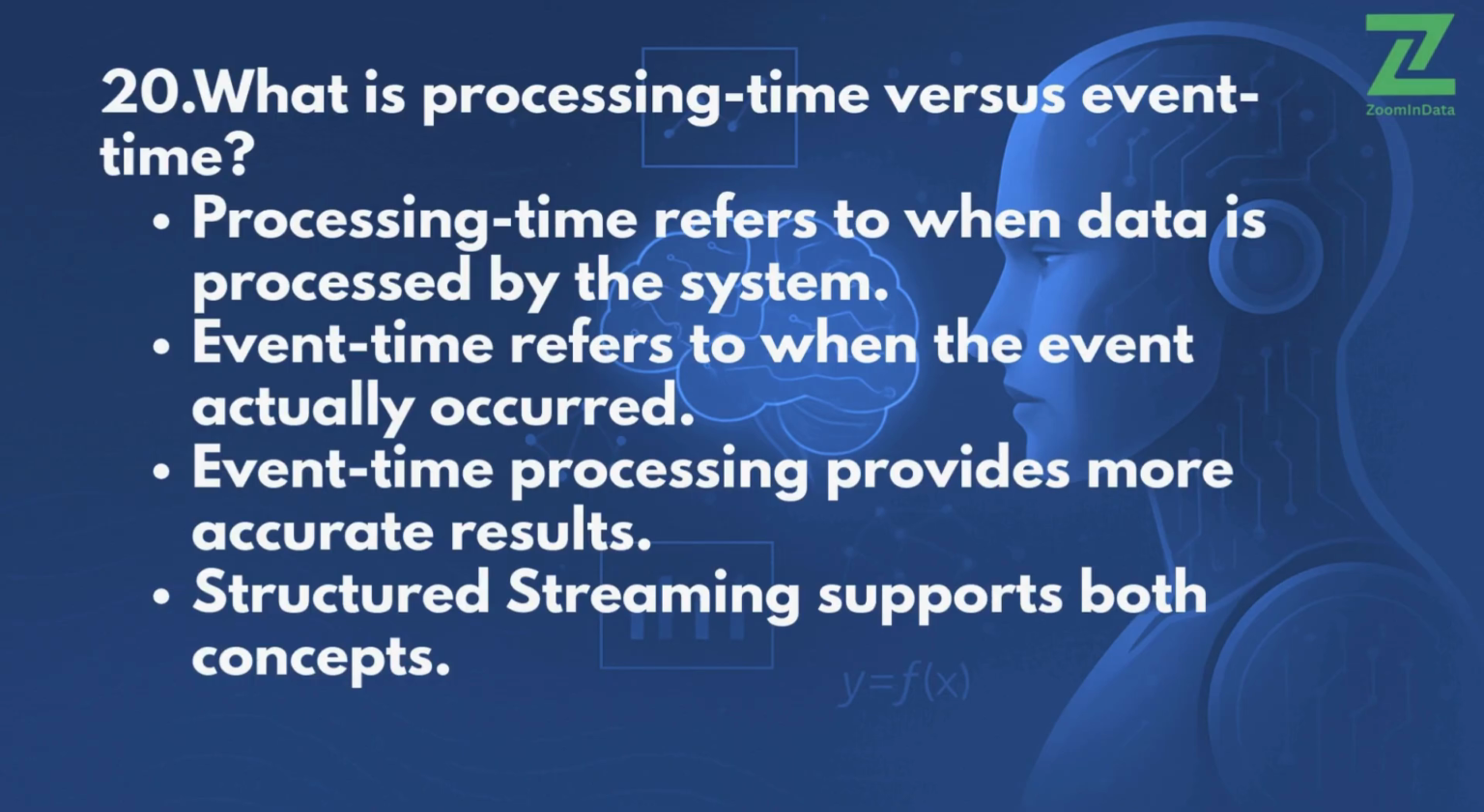What is processing time versus event time? Processing time refers to when data is processed by the system. Event time refers to when the event actually occurred. Event time processing provides more accurate results. Structured streaming supports both concepts.